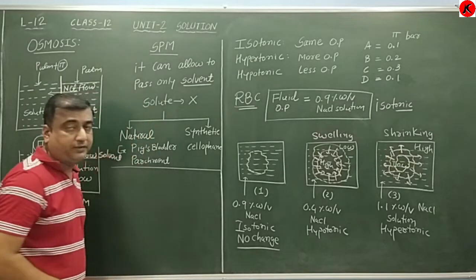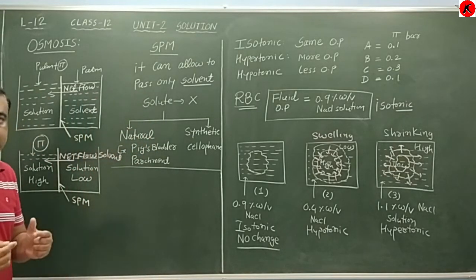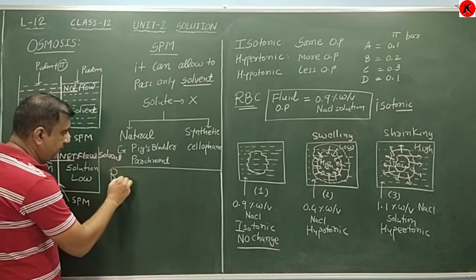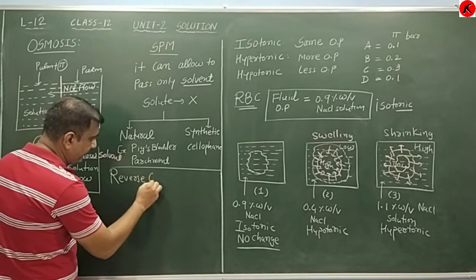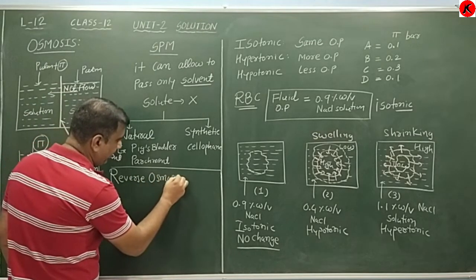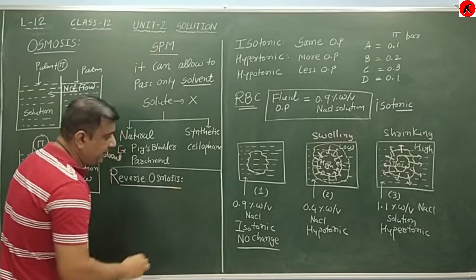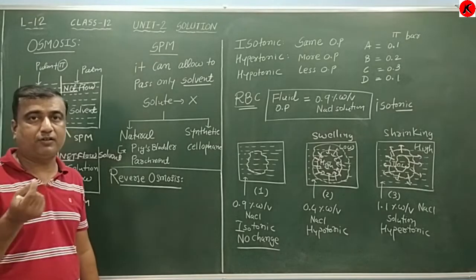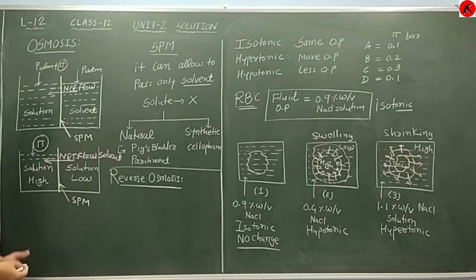Now next point is RO. We know osmosis, now reverse osmosis. What do we mean by reverse osmosis? Obviously the name suggests we have to make the reverse of the osmosis phenomena. That means we have to apply pressure. Pi is the minimum pressure which is required to stop the osmosis phenomena.